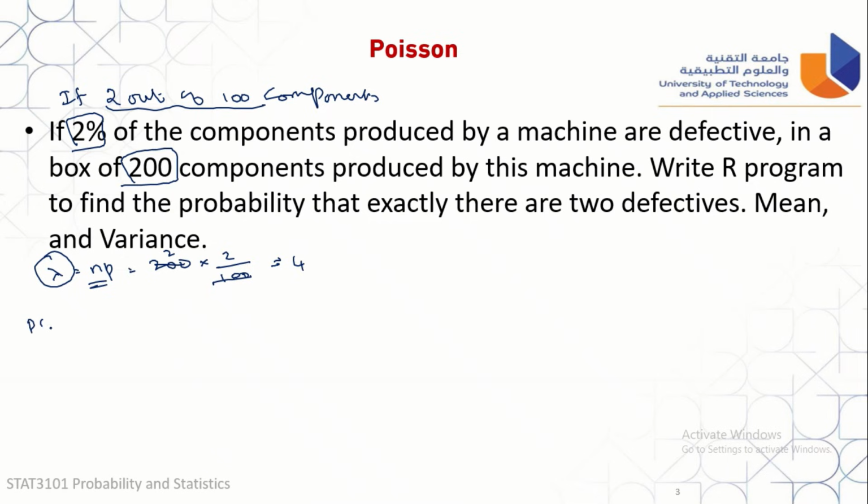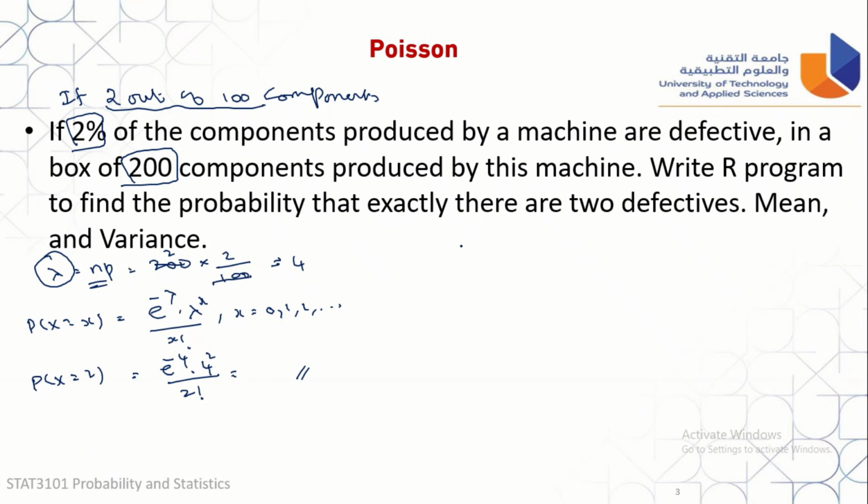Let me write the formula, even though it is not in the question: e power minus lambda into lambda power x by x factorial, where x is equal to 0, 1, 2, 3, etc. There is no upper limit; it goes to infinity. P of x, what is the question? Exactly 2 are defective, so x is equal to 2. e to the power minus lambda, lambda is 4, power x, x is 2, divided by 2 factorial, which is equal to, write your answer from your calculator, and write an R programming to find the probability.